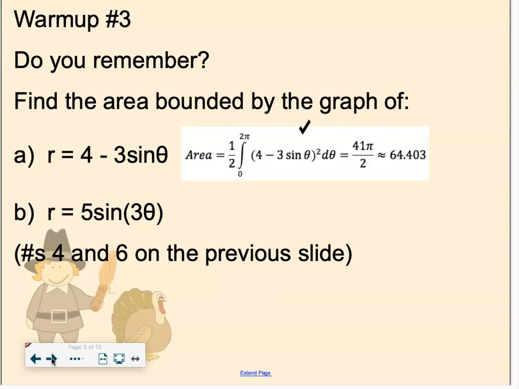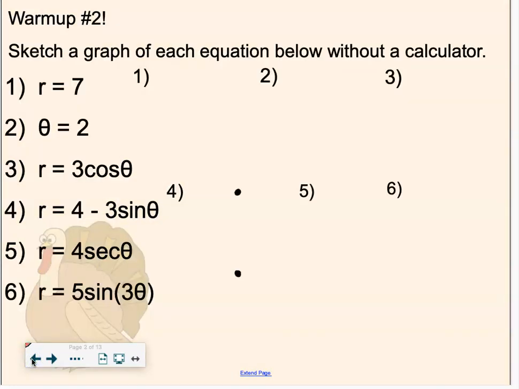And I guess 0 to 2 pi are easy numbers, right? So anyway, 1/2 r squared d theta gives you your area. For the 5 sine 3 theta, so that's this guy, you're going to want to just find one petal and triple it, which I hope I did on the next screen. I don't know, maybe I went ahead and just did the whole thing.